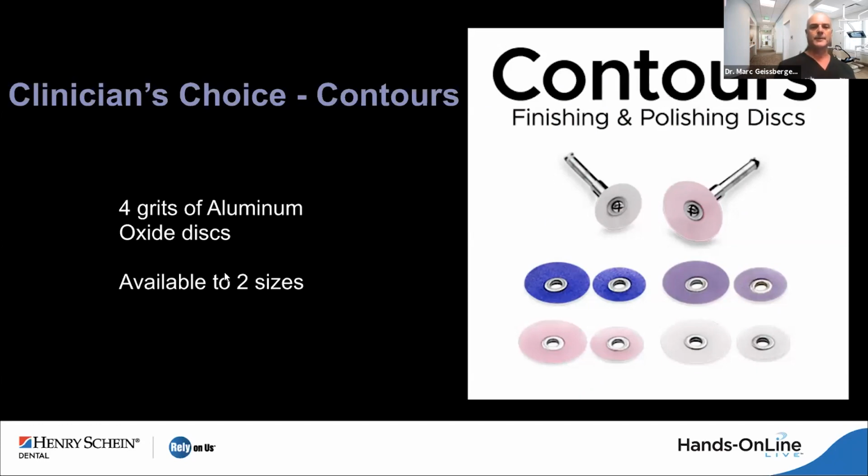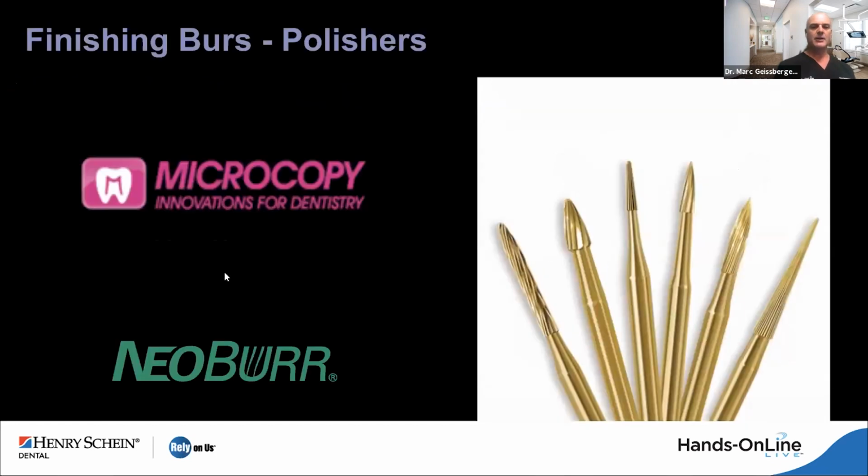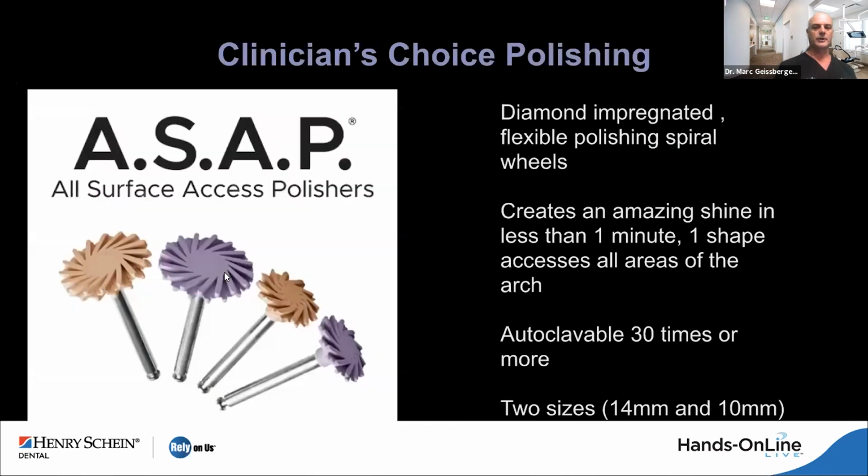In addition to that, I'm going to be contouring the line angles of this restoration with a disc that works really well at both the mesial and distal line angle to get that nice curvature into the proximal surface, and I'll show you how to do that. And I'll be using some disposable burrs, neo burrs from Microcopy. I'll use a 330 carbide disposable burr, as well as a finishing burr in the cervical region of the tooth. So I encourage you to look at those.